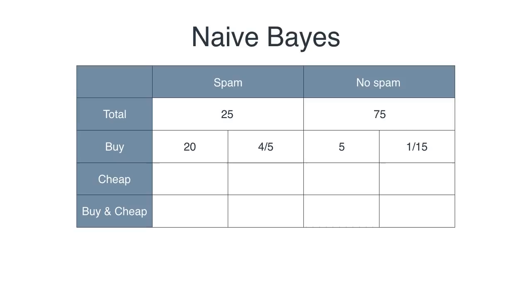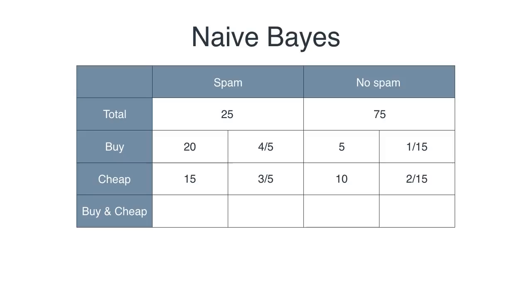Now we're going to fill in the next row. So out of the spam emails, 15 of them contain the word cheap. That's 3/5, because it's 15 over 25. And 10 of the 75 that are not spam contain the word cheap. And so that's 2/15, because it's 10 divided by 75.